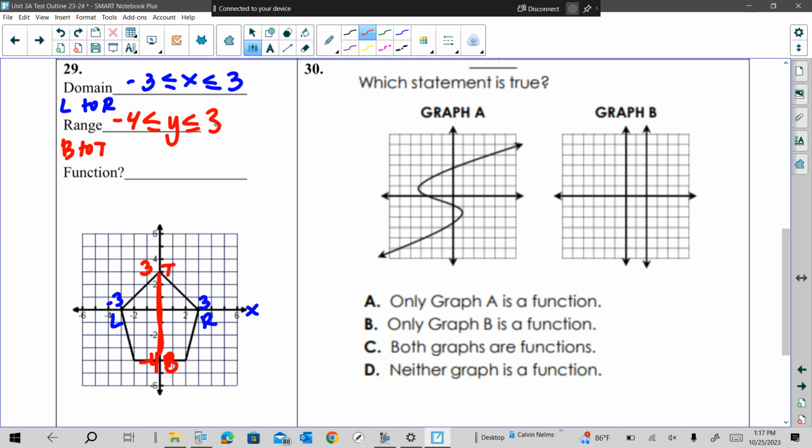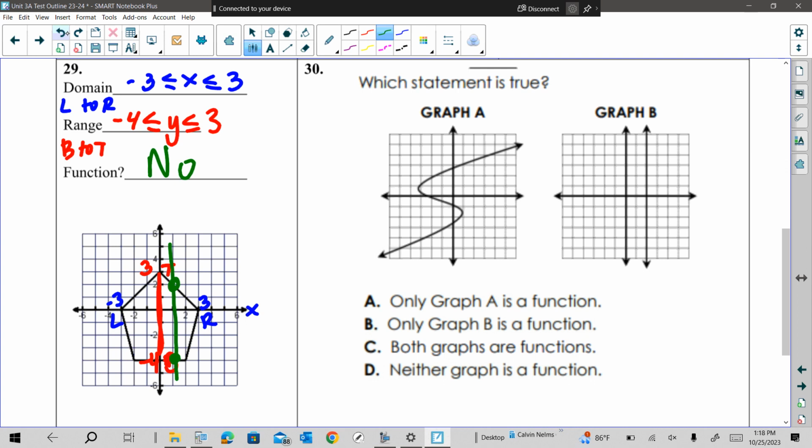All right. Is this a function? No, because when I draw a vertical line, it touches twice, right here and right there. So no. A is a function. B is not a function at all. Look, if I draw a vertical line on B, it touches everywhere.